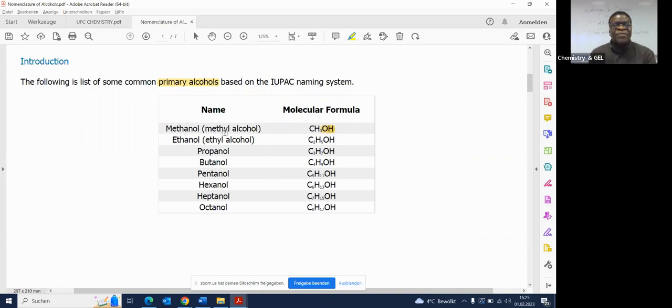Okay, and now it becomes... From methane, we remove the last E and add OL, which represents the OH group or hydroxy group. And it becomes methanol, from methane to methanol, or common name, methyl alcohol. Remember why methyl? If we remove the OH, we remain with a group called methyl, isn't it? Methyl alcohol, by virtue of now having the OH. That's the simplest primary alcohol.